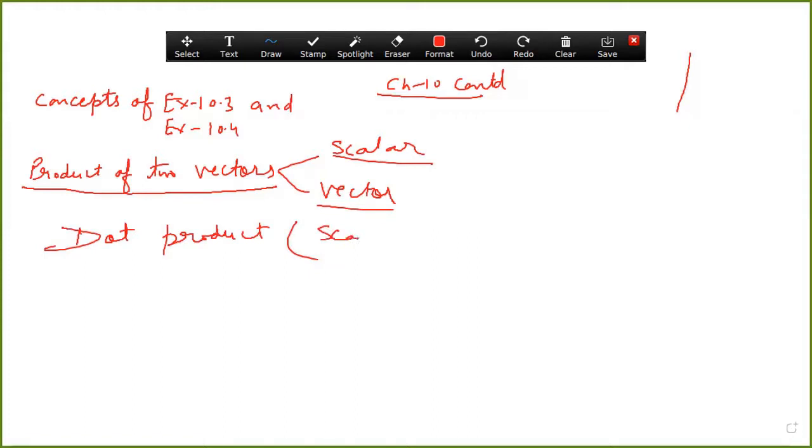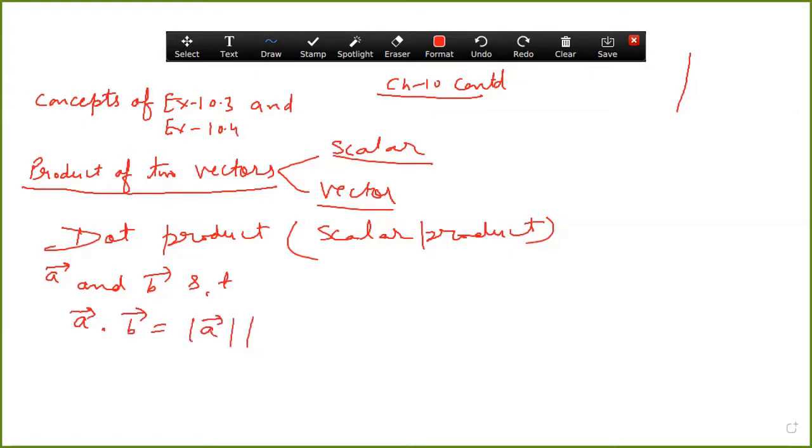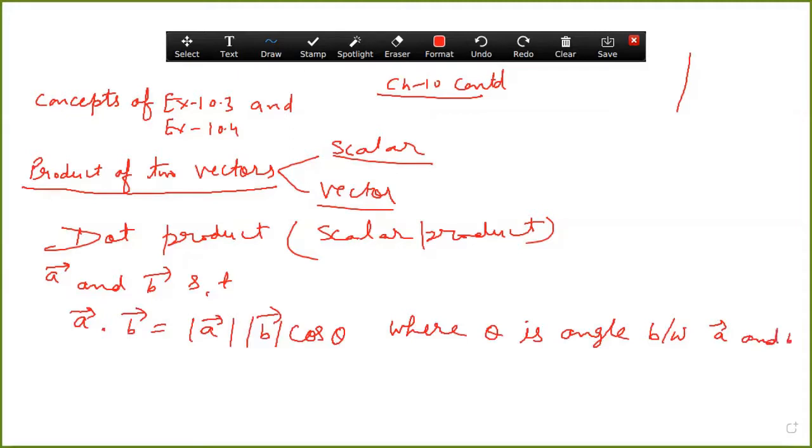that we say scalar product. Suppose A and B are two vectors such that A vector dot product with B vector will be equal to the magnitude of A vector, magnitude of B vector into cos theta, where theta is the angle between A vector and B vector.